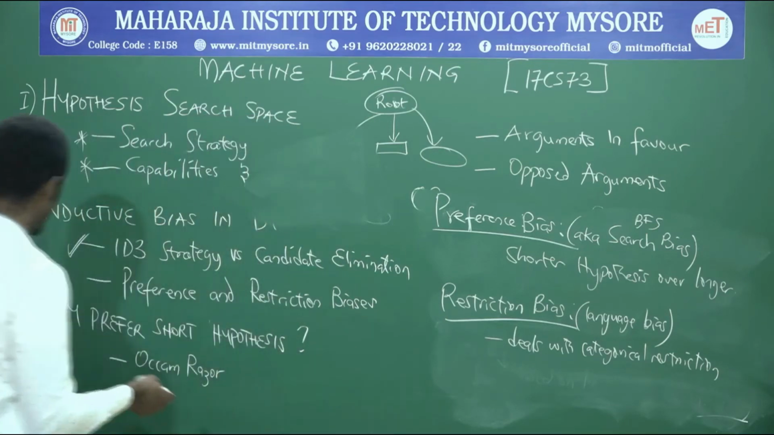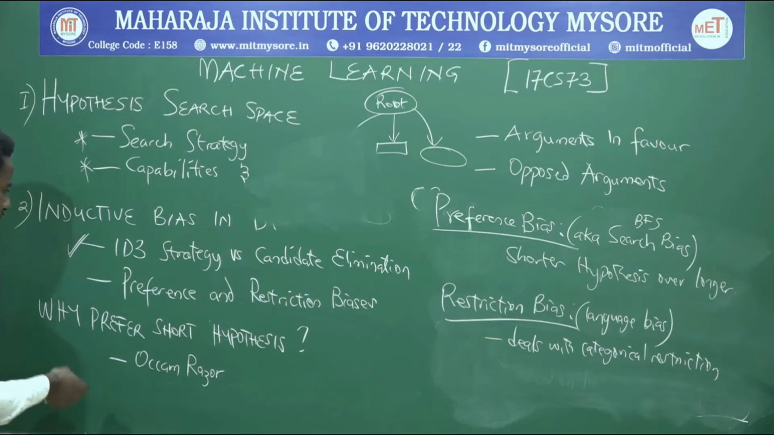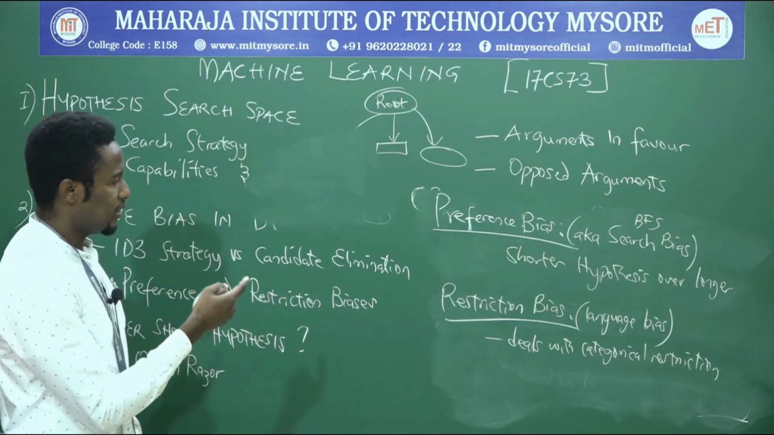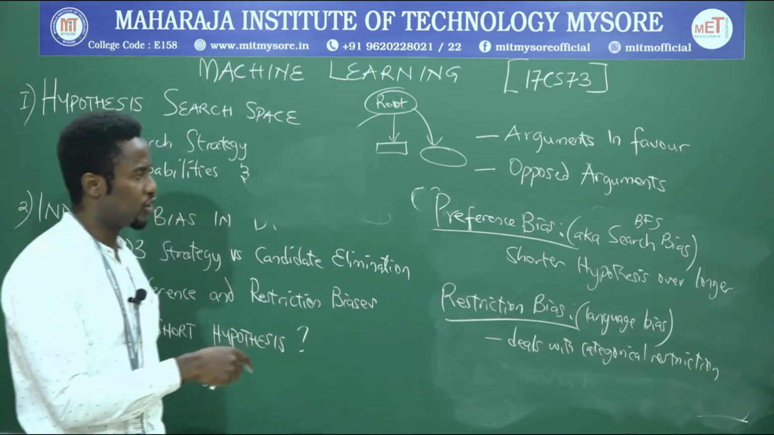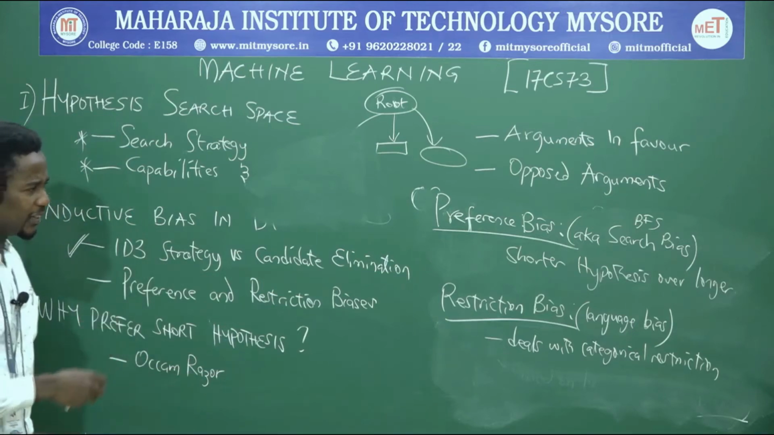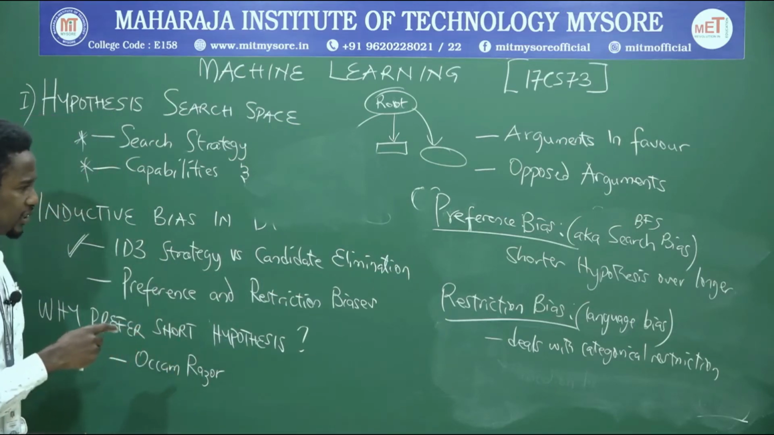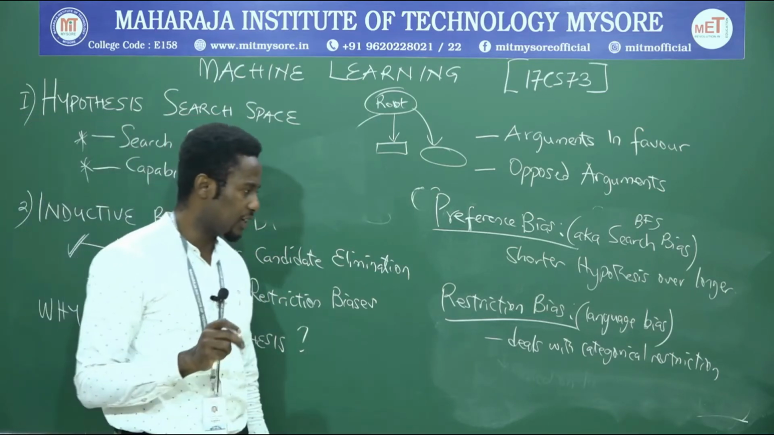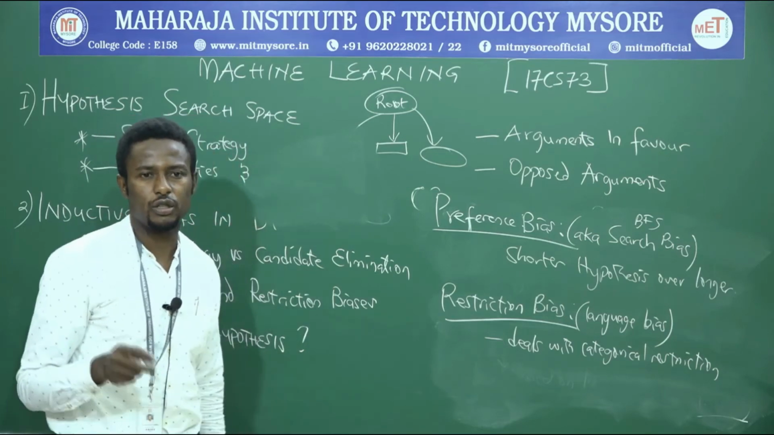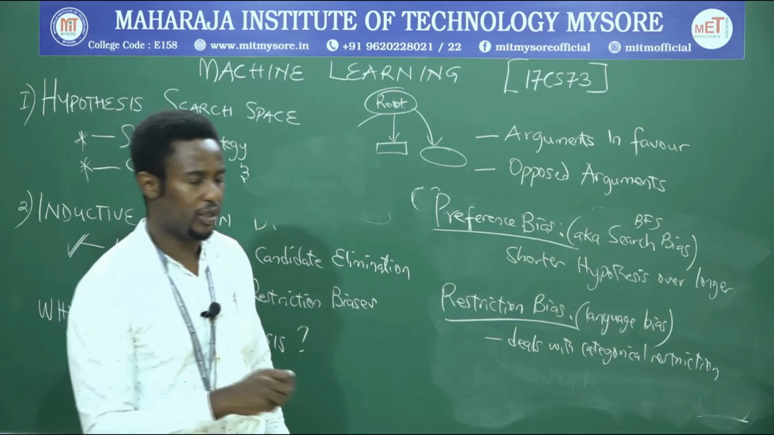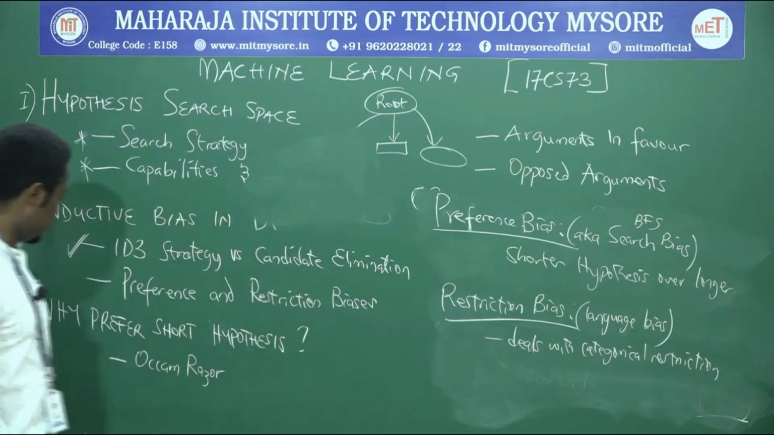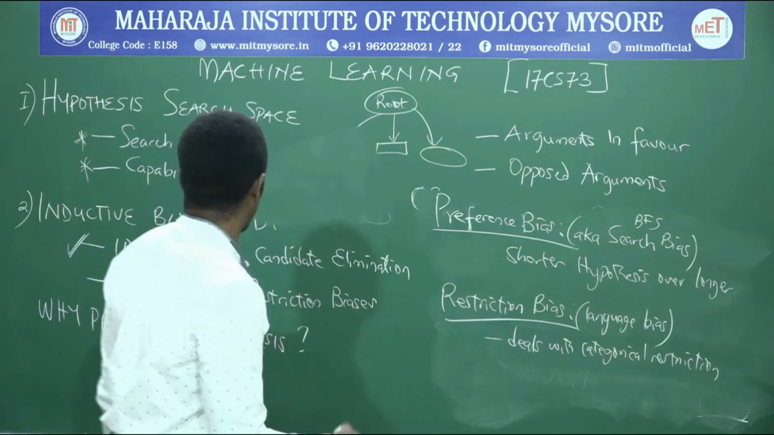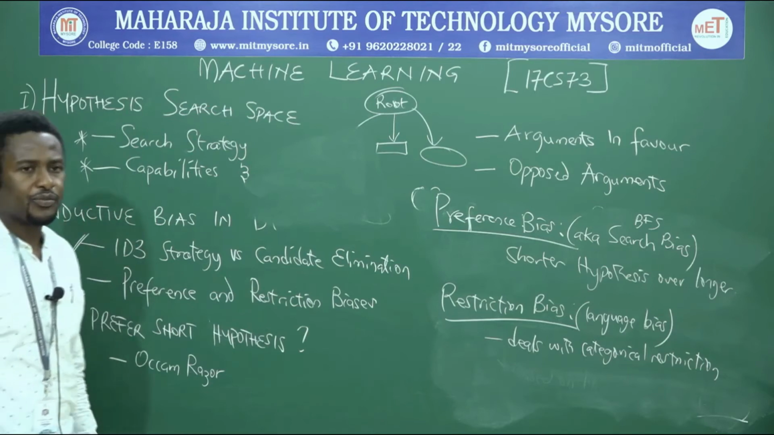Now with this, we proceed to why do we prefer short hypotheses. Because we said that the preference bias places emphasis on shorter hypotheses, and the restriction bias places emphasis on the language, taking a closer look at the categories which we saw from our hypotheses. Next, when we say we prefer shorter hypotheses, we need to back it up, right? So why prefer shorter hypotheses?